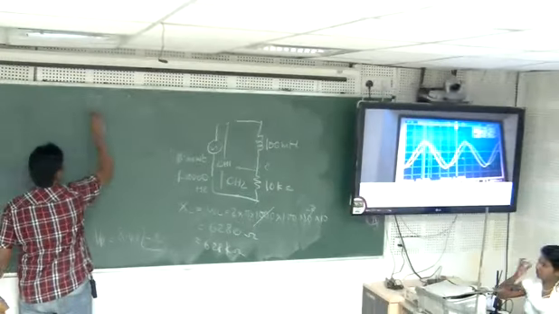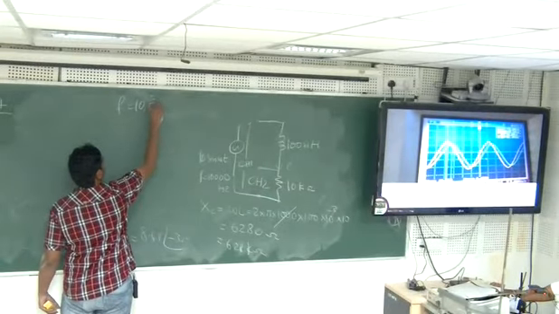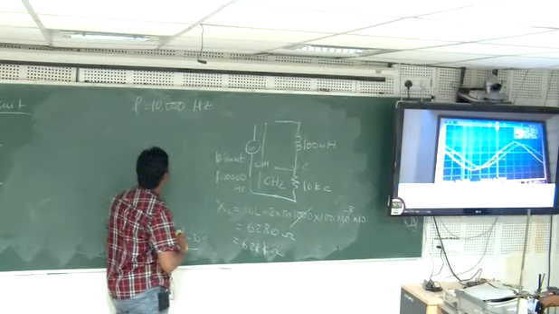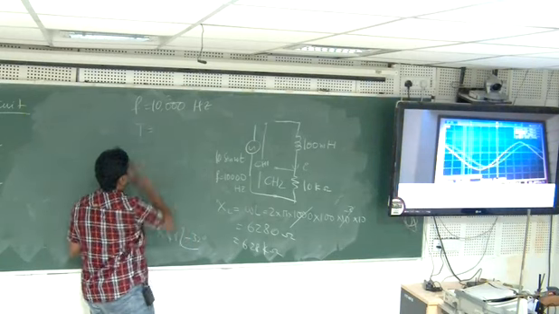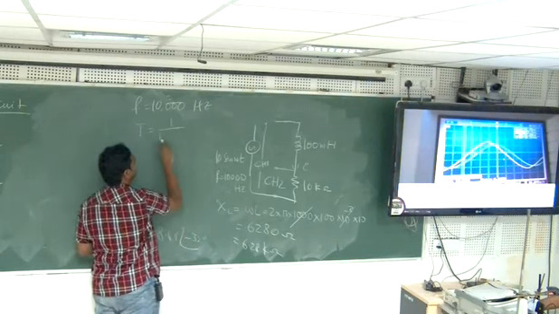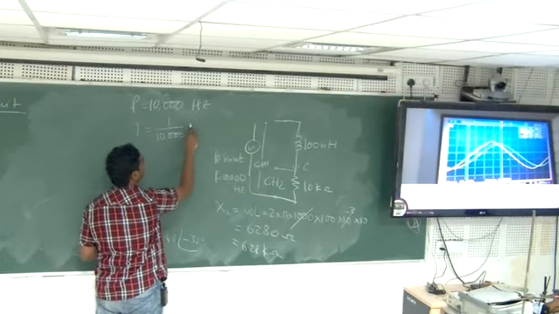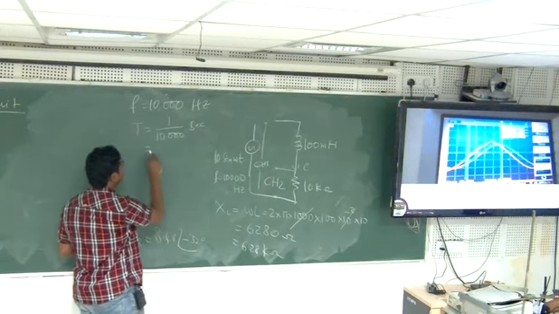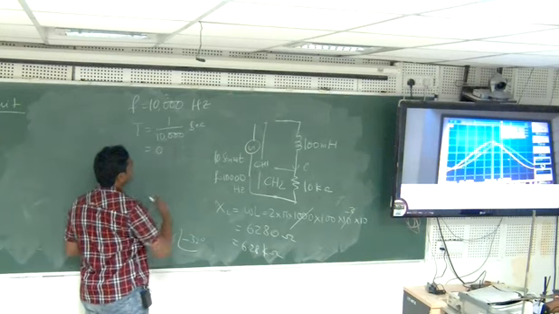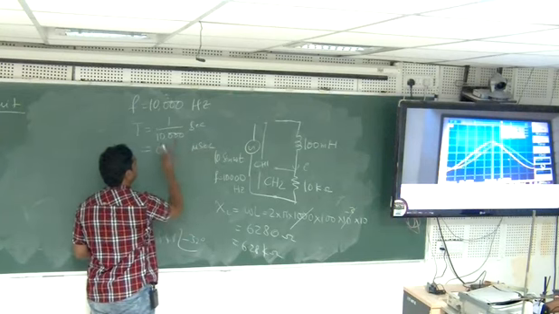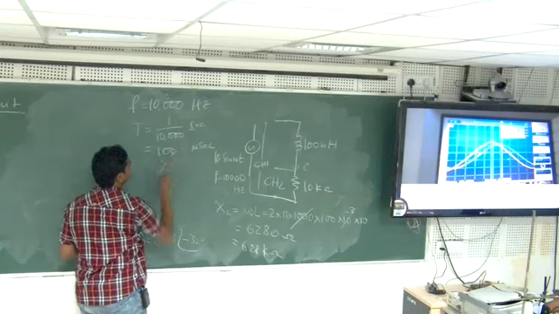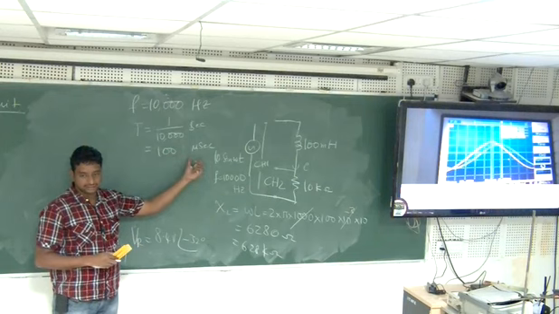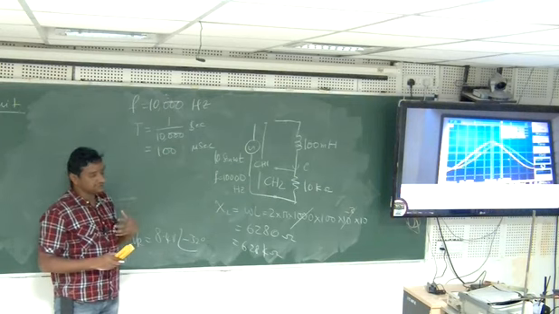So my frequency is 10,000 hertz. If the frequency is 10,000 hertz, what is the time period? 1 by 10,000 seconds. So I want it in microseconds, so it is 100 microseconds. Because there are 4 zeros, I'll take 2 zeros and 6 zeros are in micro. So 100 microseconds is my time period.